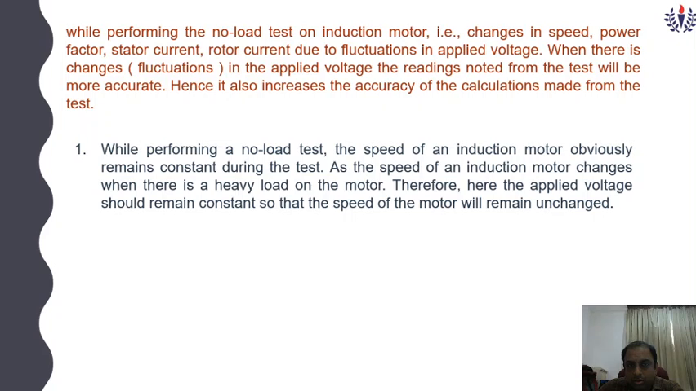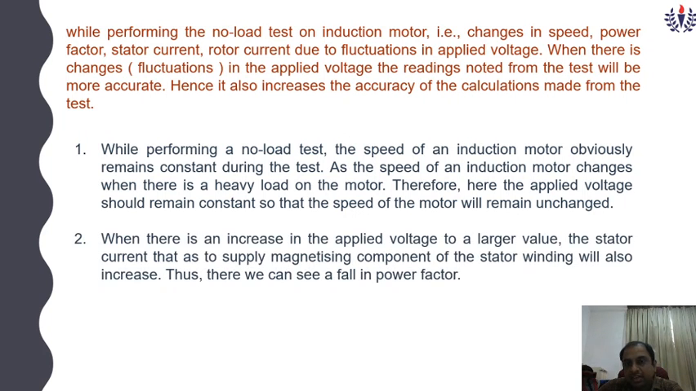While performing the no load test, the speed of the induction motor obviously remains constant during the test because the machine is running at normal speed. There is no variation. The machine speed will vary only if there is a heavy load on the motor; if you change the load, then the speed will change. Therefore here the applied voltage remains constant, so the speed of the motor will remain unchanged.